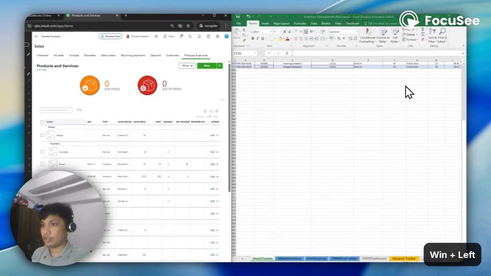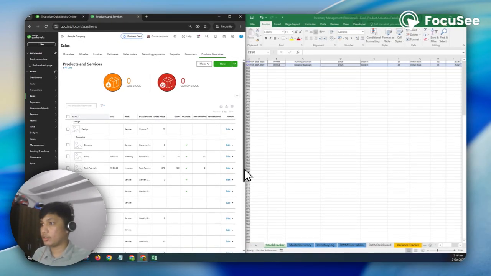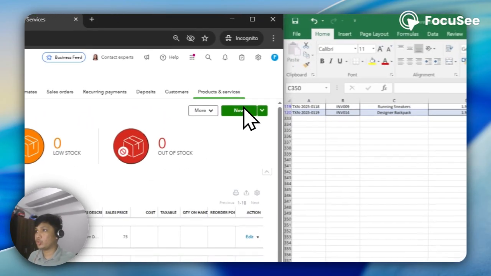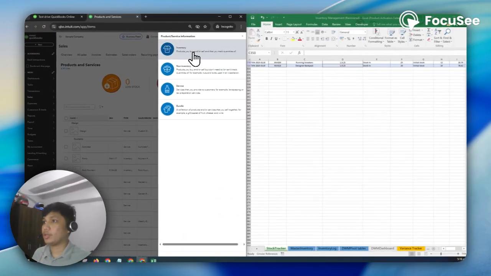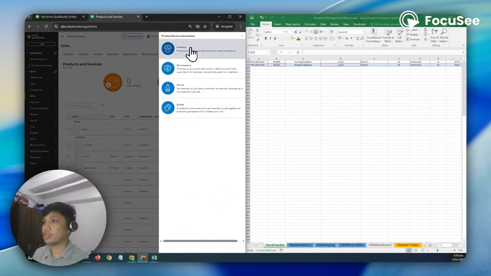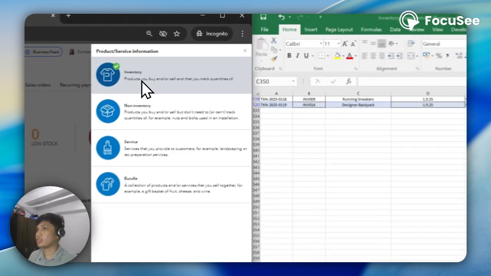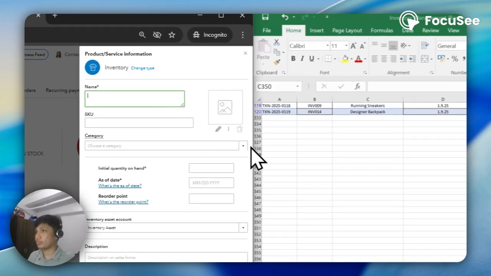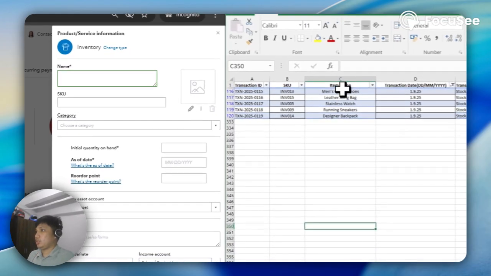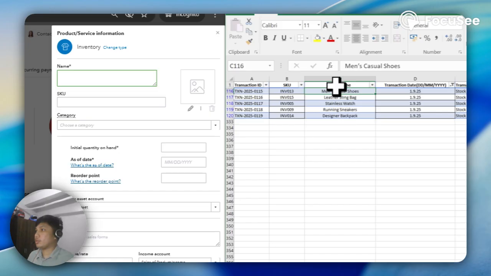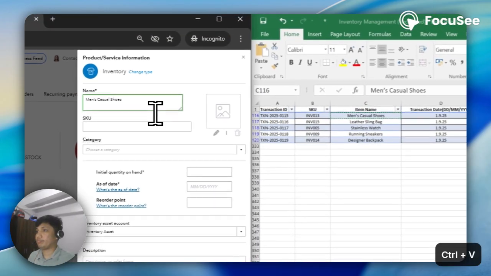I'll start with this one. First you have to click New. Then you will see four categories here: inventory, non-inventory, service, and bundle. I will choose inventory. I will manually add these items one by one.